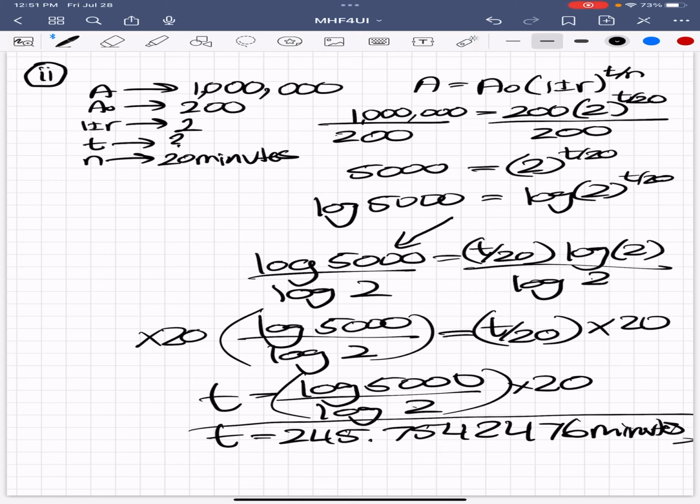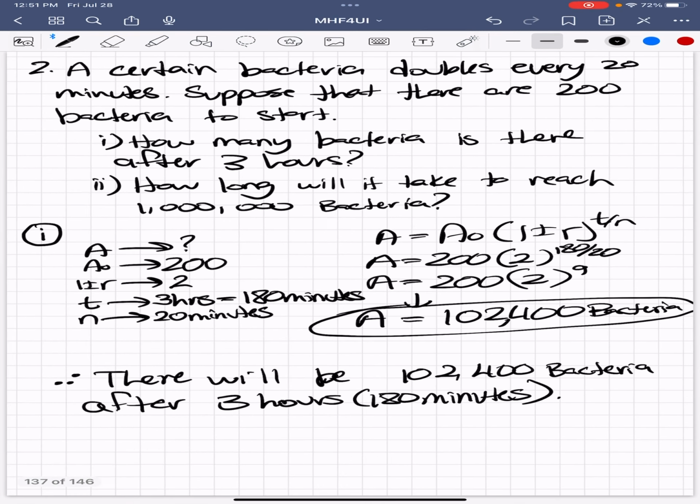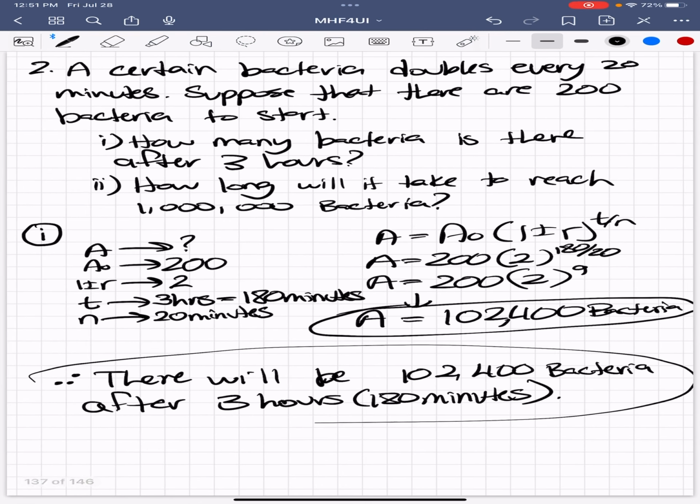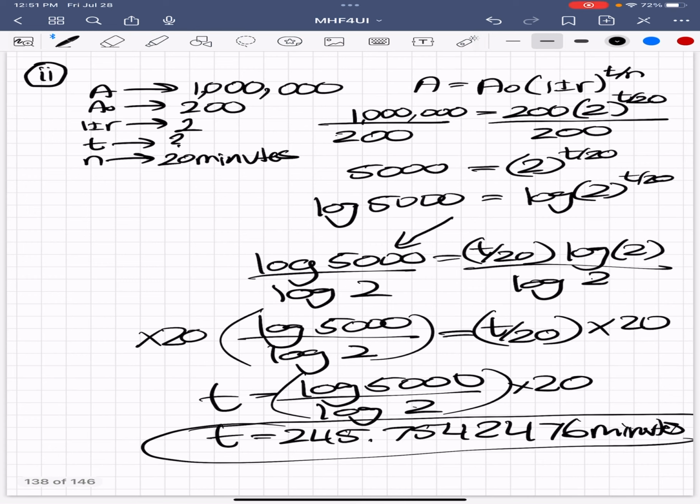Let's circle our answer. Sorry, just circling the therefore statement. So, it would take 245 minutes, 0.7542476 minutes, to reach 1 million bacteria.